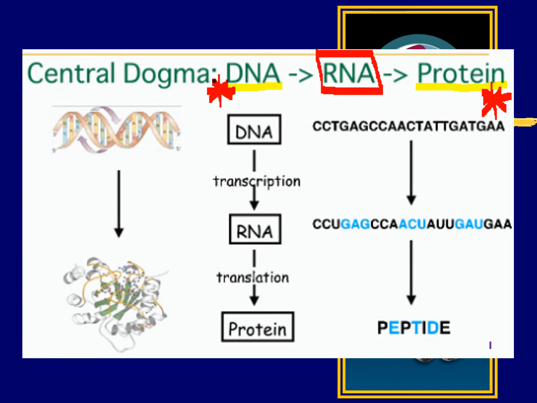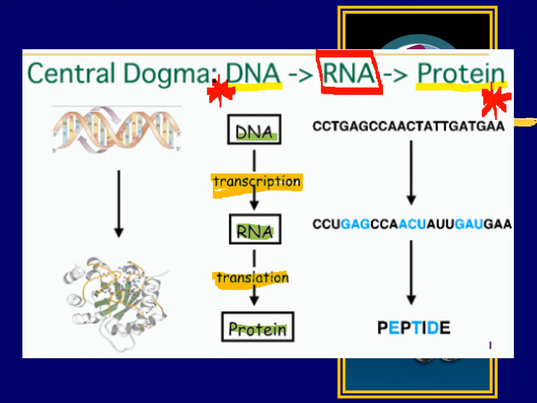And this process of moving from a DNA to a protein using RNA molecules is called protein synthesis. The word synthesis means to make, so the making of proteins, and it consists of two stages. The first stage is called transcription, which takes place in the nucleus of your cell. And the second stage is called translation, which takes place in your cytoplasm at a ribosome.